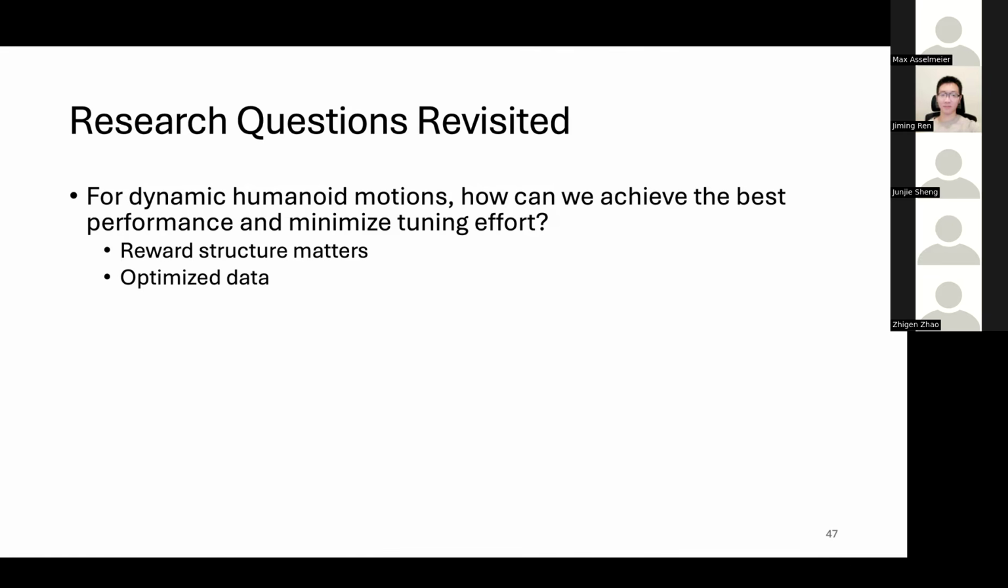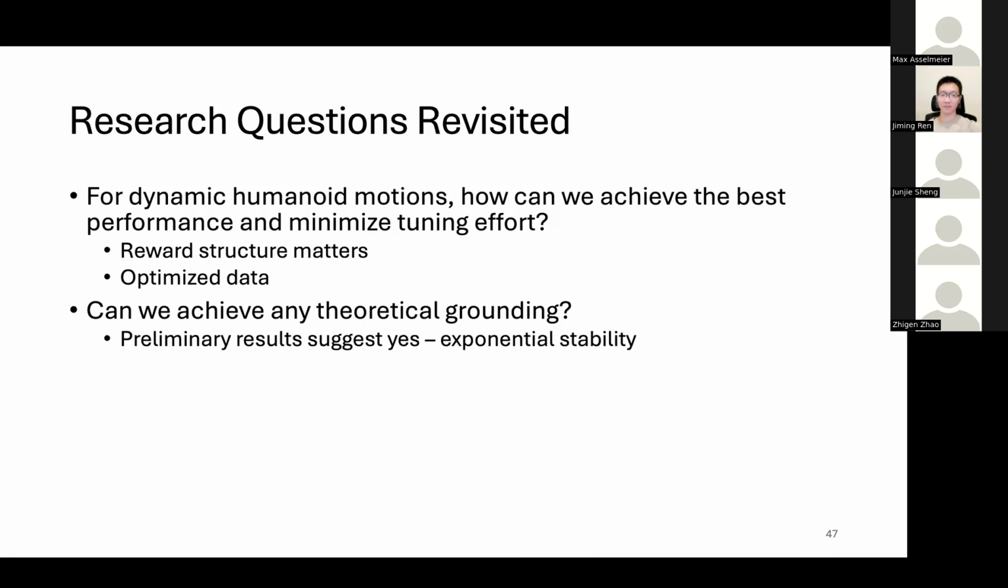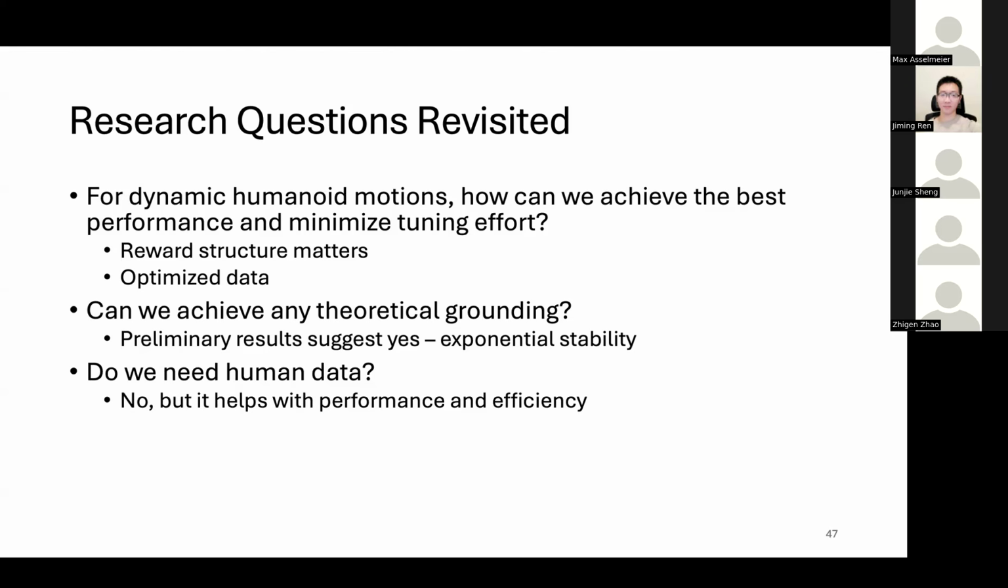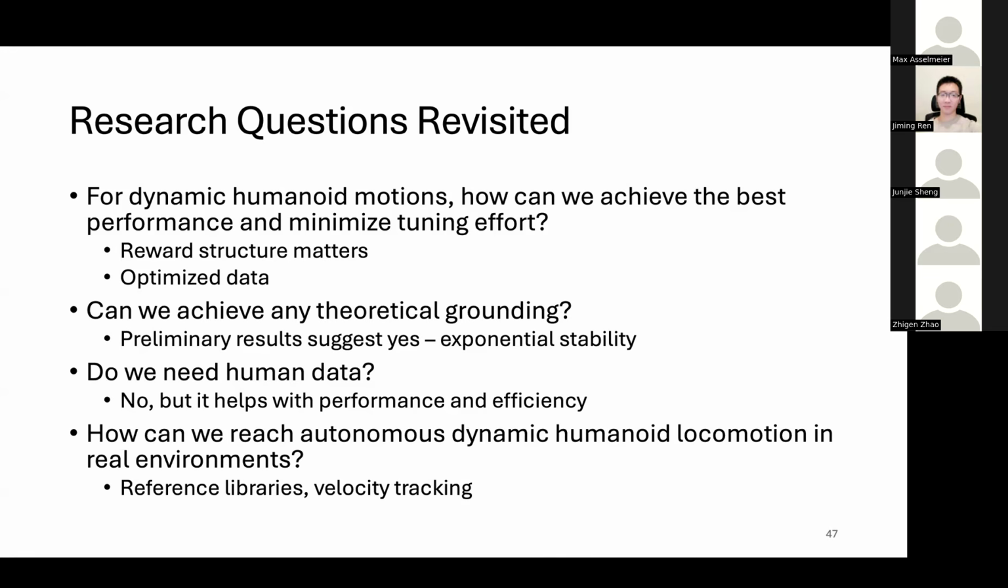And then we found that optimizing data, and specifically optimizing human data, makes a big difference. Can we achieve any theoretical grounding? Preliminary results suggest yes. We've got some results that suggest you can get exponential stability in the discrete time optimal control case, with maybe some more work to get this to truly match the RL case. Do we need human data? I'd argue no, we don't need it, but it's very helpful. It helps with performance and efficiency, as you saw before. But we could potentially get away with just trajectory optimization.